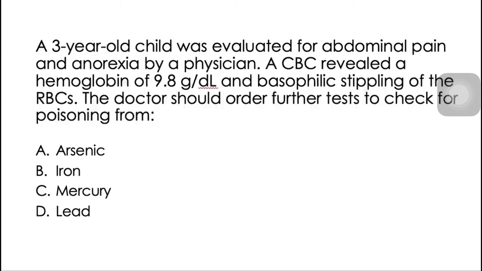Okay. Next. A 3-year-old child was evaluated for abdominal pain and anorexia by a physician. A CBC revealed a hemoglobin of 9.8. So there is low hemoglobin here, possibly a case of anemia. And there is a presence of basophilic stippling. So there is in particular coarse basophilic stippling. The doctor should order further tests to check for poisoning from. So, when we see basophilic stippling, we have lead poisoning. Coarse basophilic stippling, we have lead poisoning.